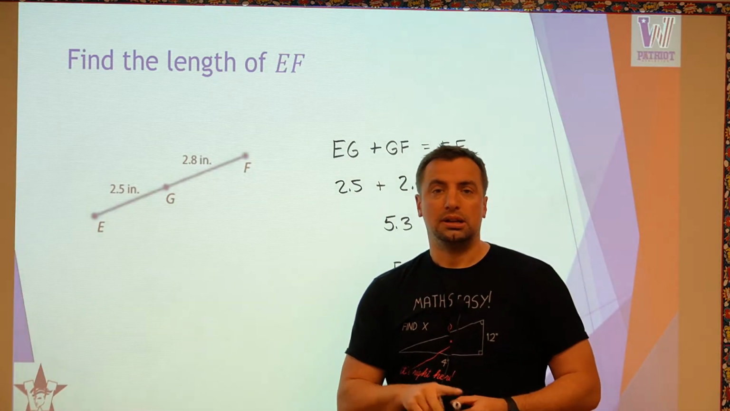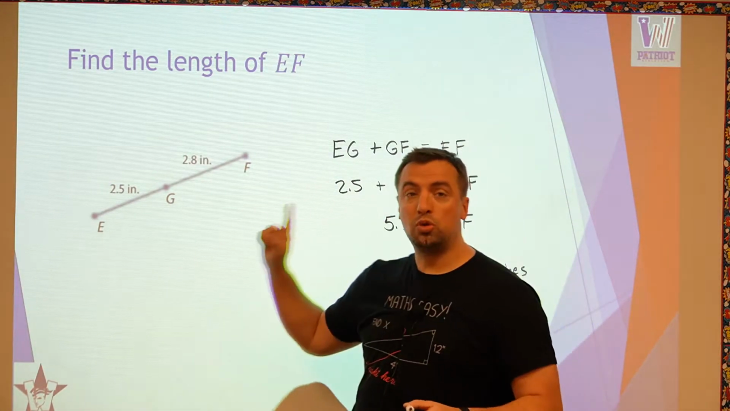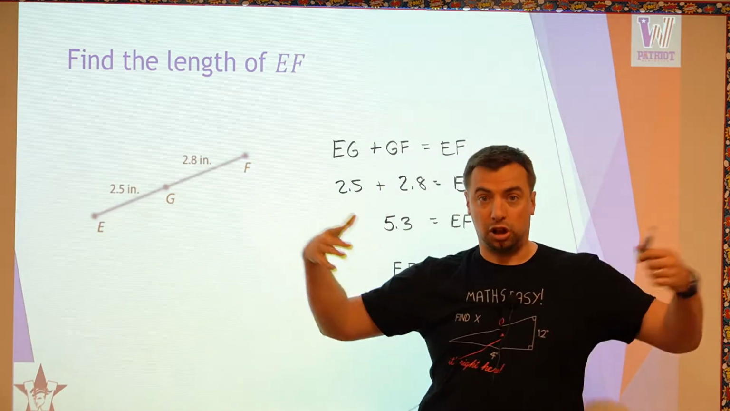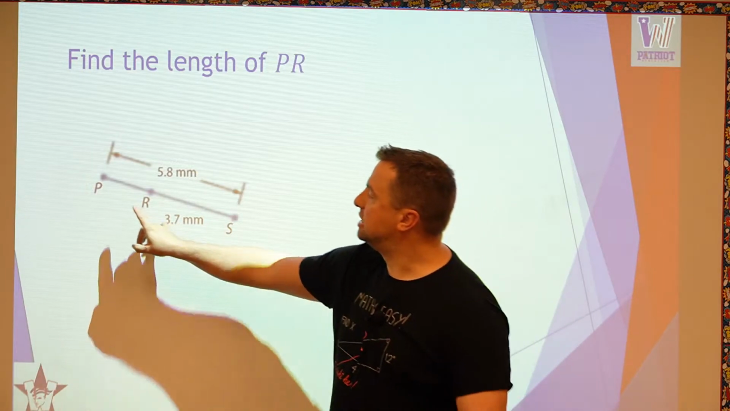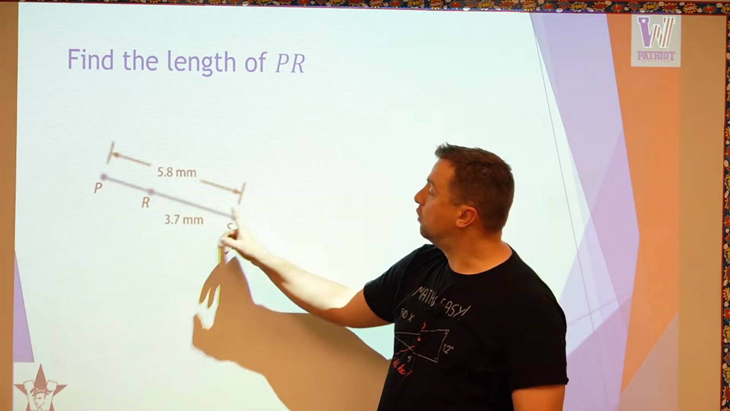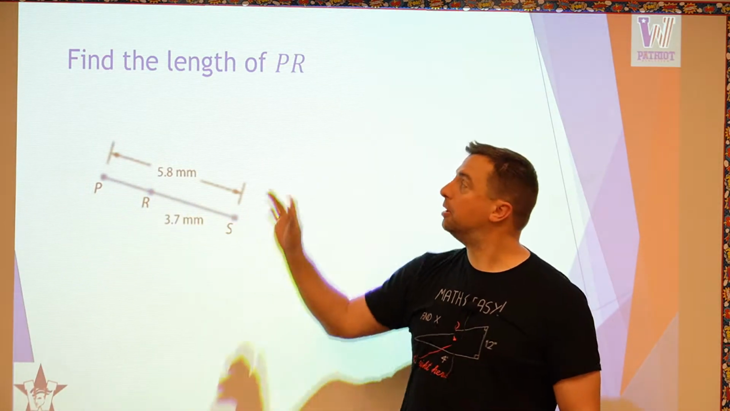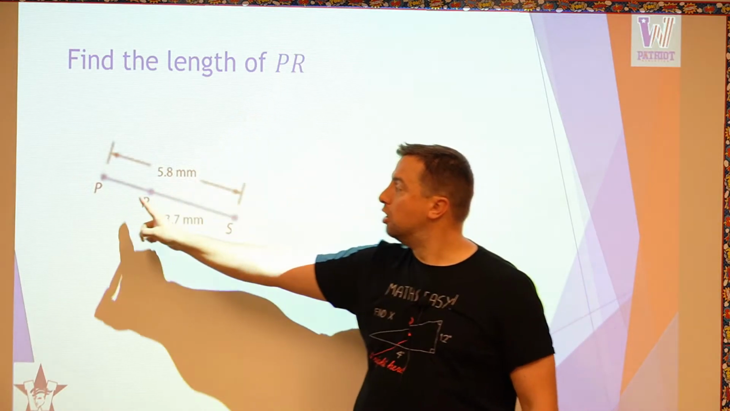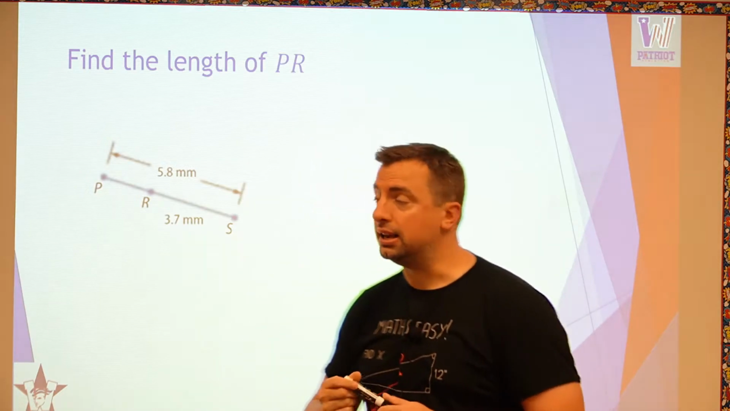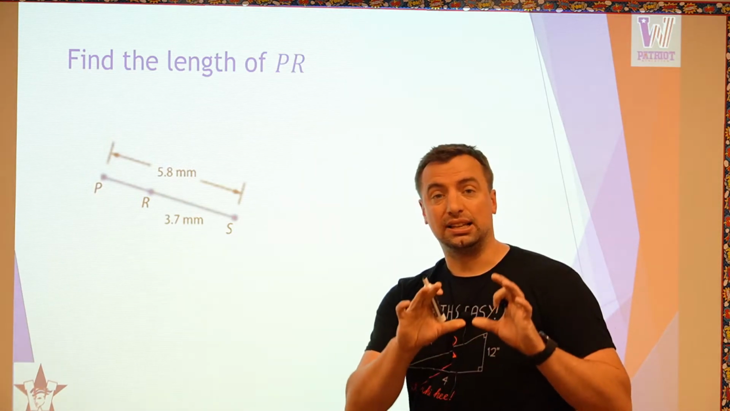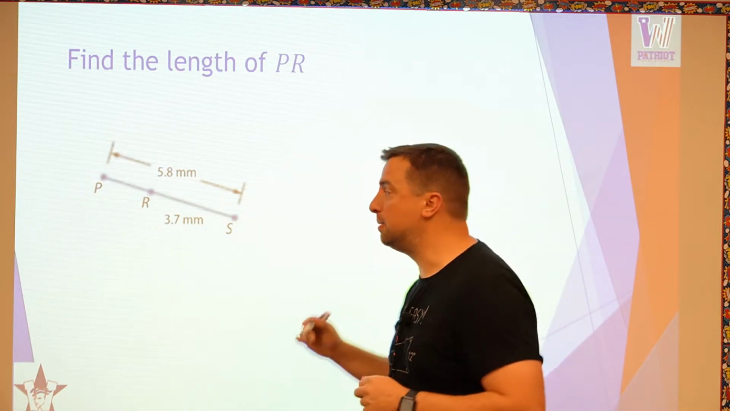Really simple. Now let's go take a look at what happens when we're not solving for the length of the large segment. Okay, here we go. Okay, now in this example, we're not solving for PS, the large segment. We're solving for the length of PR, one of the small segments. But we're going to do the exact same thing we just did. Okay, first we write the segment addition postulate using the segment names.